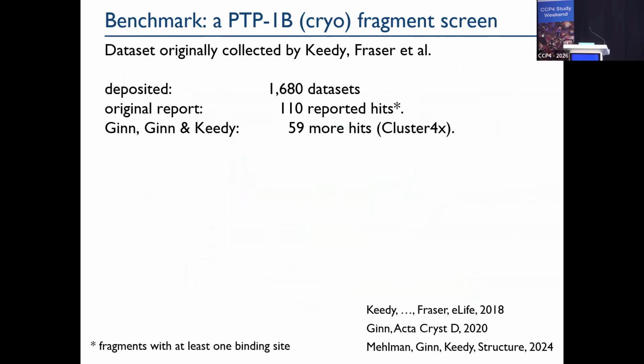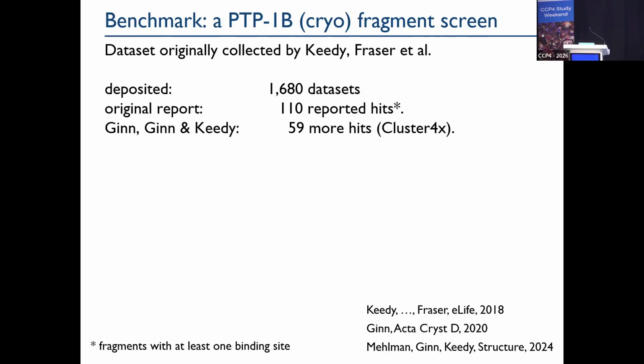Our benchmark is a PTP1B cryogenic fragment screen collected by Keedy and Fraser back in 2018, so quite a while ago. They deposited 1,680 data sets, and in the original report, they had 110 hits, where a hit is a fragment with at least one discovered binding site.